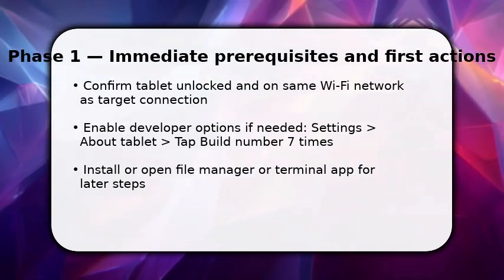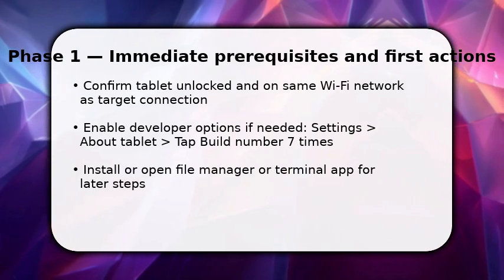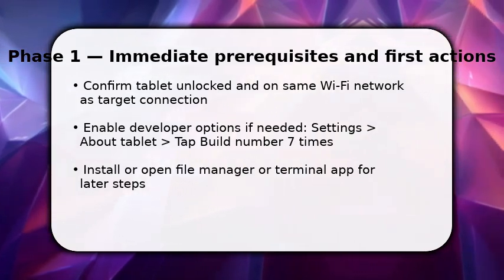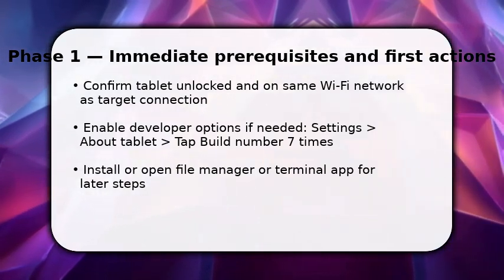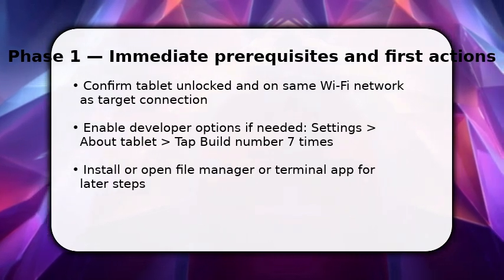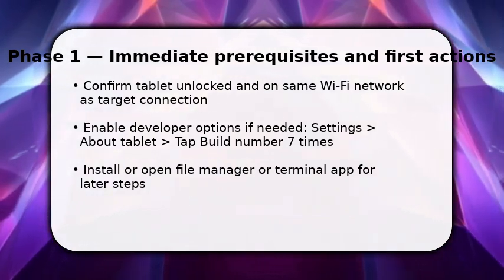If you plan to extract saved networks, enable developer options now via About Tablet, tap build number 7 times. This gives access to tools. Make sure you have a file manager or a terminal app installed. You will need it in the next steps.